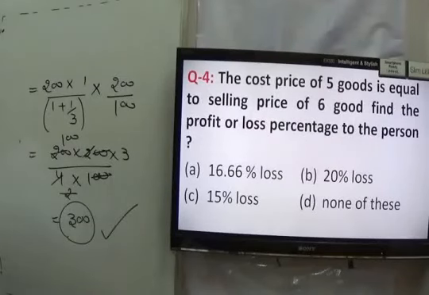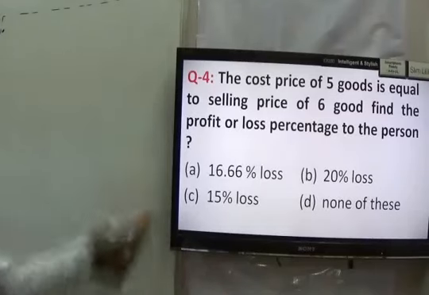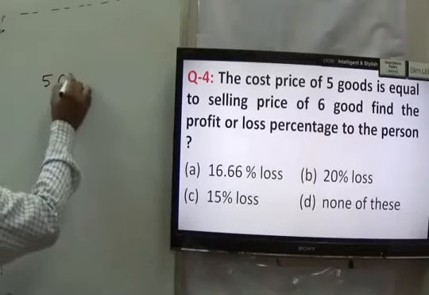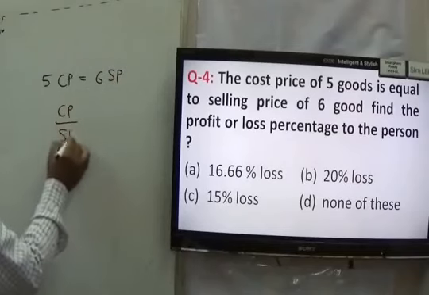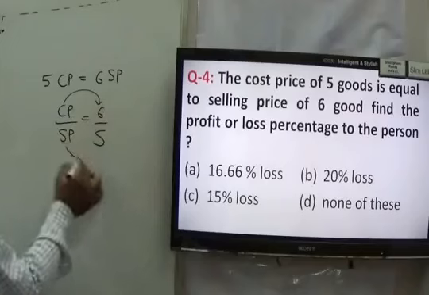Then you have statement number 4. It is given that cost price of 5 articles is equal to selling price of 6 articles. So I can say 5 CP is equal to 6 SP. From here I can say CP upon SP is equal to 6 upon 5. It means my cost price is 6 and selling price is 5.